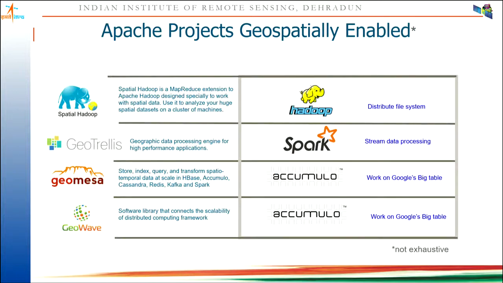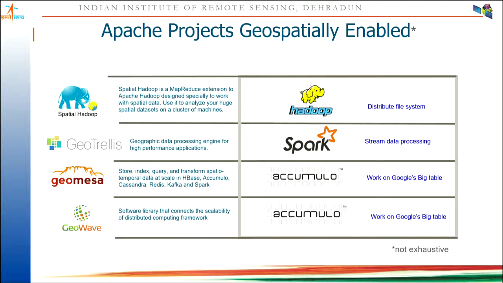If you talk about the geospatial-enabled projects from Apache, I have taken some examples here. We have SpatialHadoop, and Hadoop is basically a distributed file system. We have GeoTrellis, a geographic data processing engine for high performance applications. We have GeoMesa, which stores, indexes, queries, and transforms spatio-temporal data at scale in HBase, Accumulo.